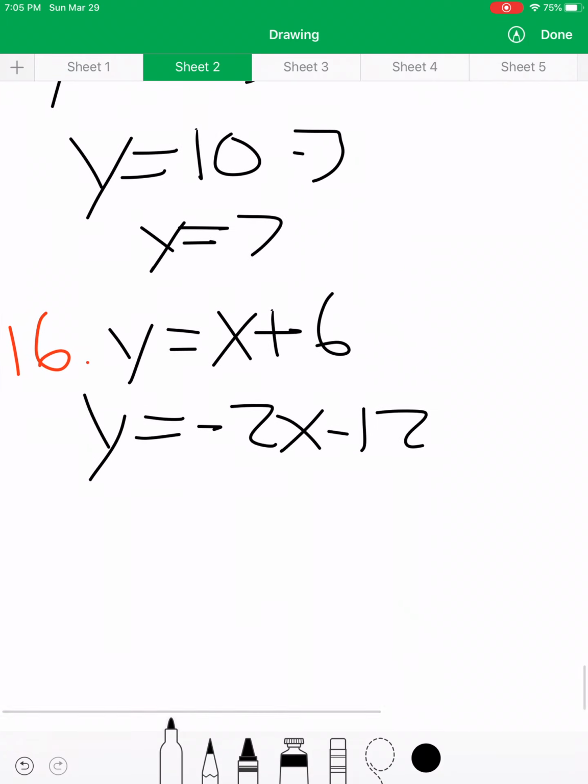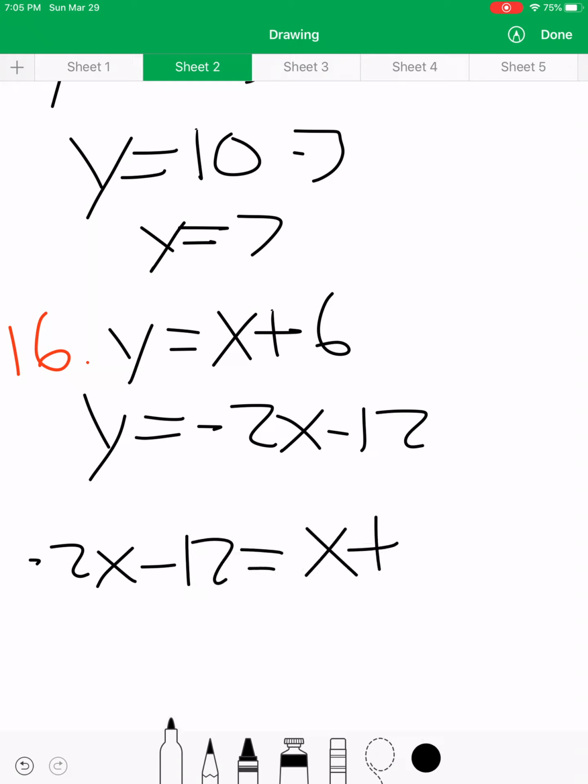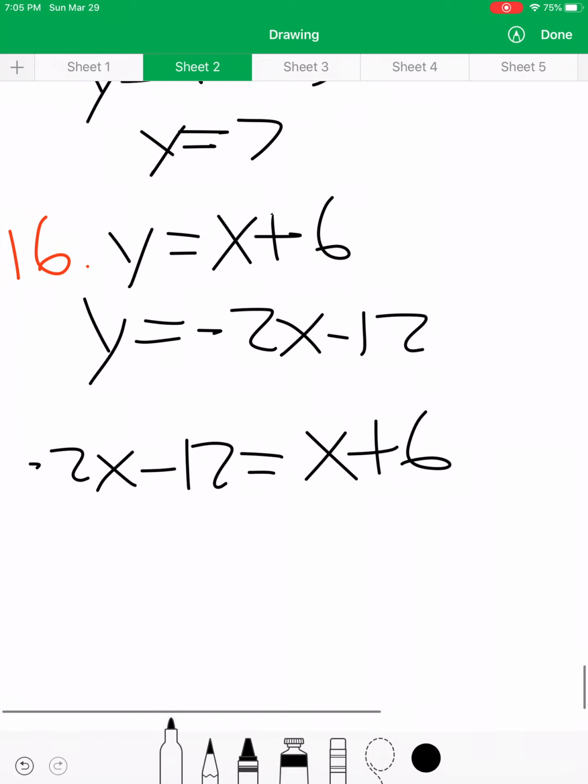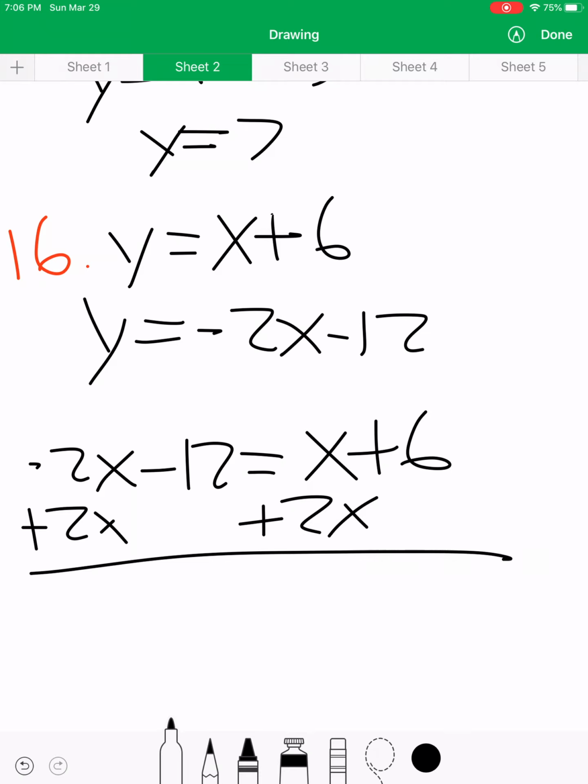Start the same as all the other ones. Substitute one of those equations in for y, since you know what y equals. So when I do that, I'll do negative 2x minus 12 equals x plus 7. All right, to keep my variable positive, I'm going to move the 2x. It's a negative 2x, so we're going to do plus 2x, plus 2x. Goes away, goes away.